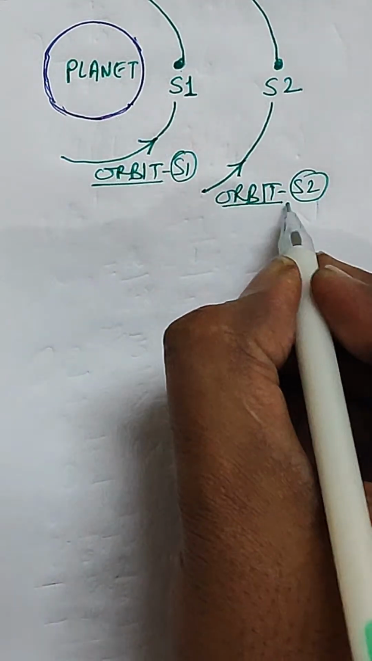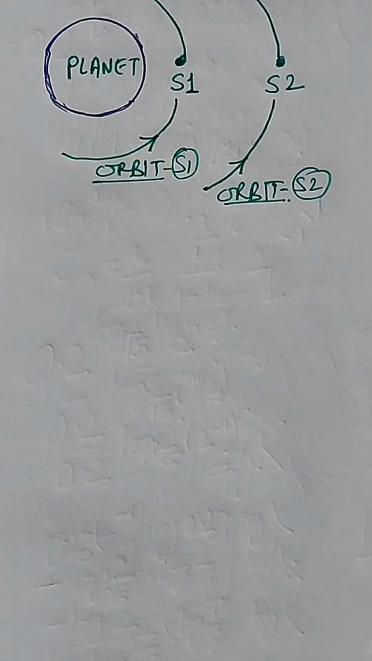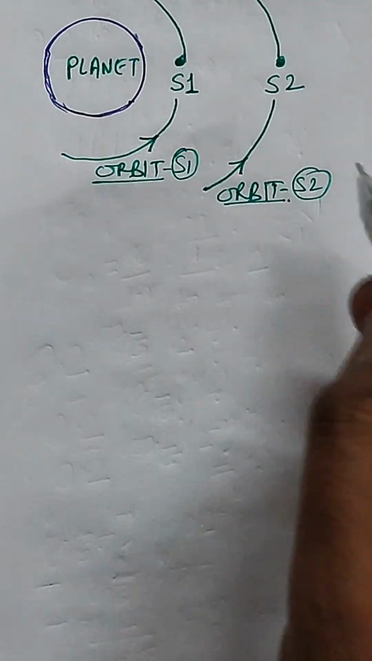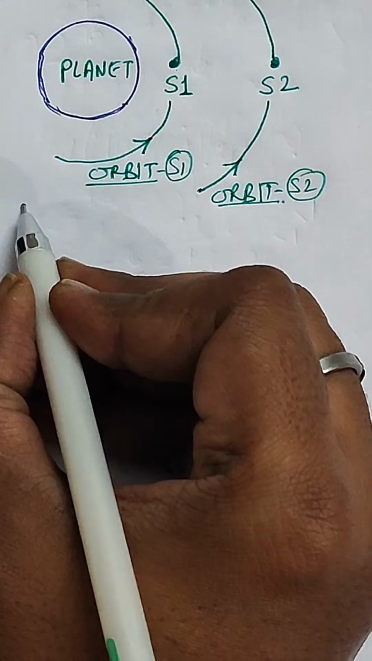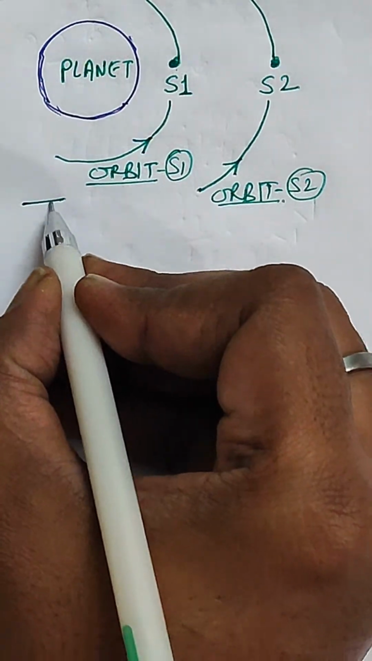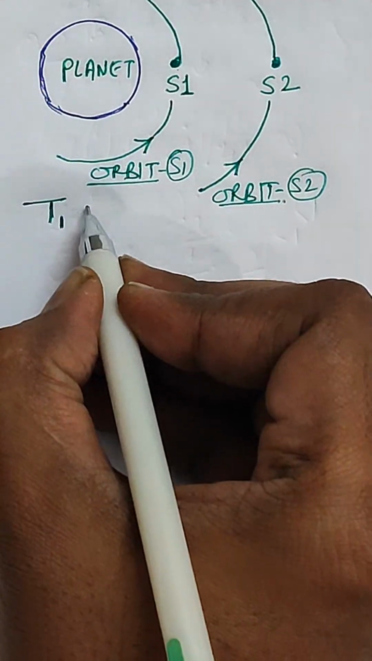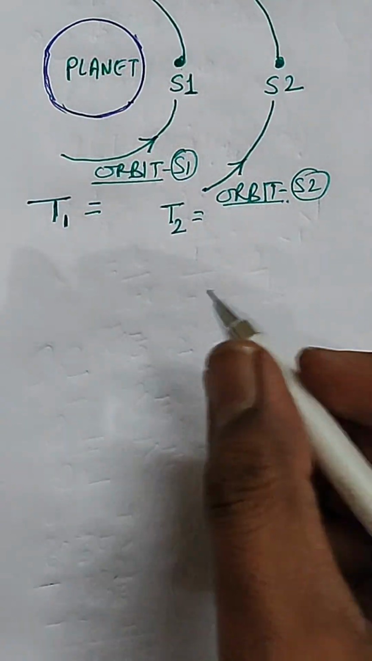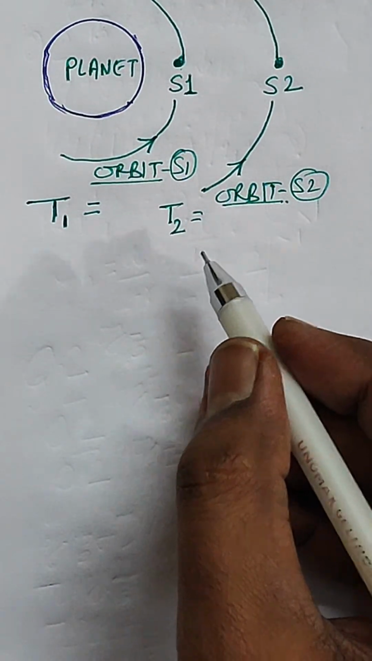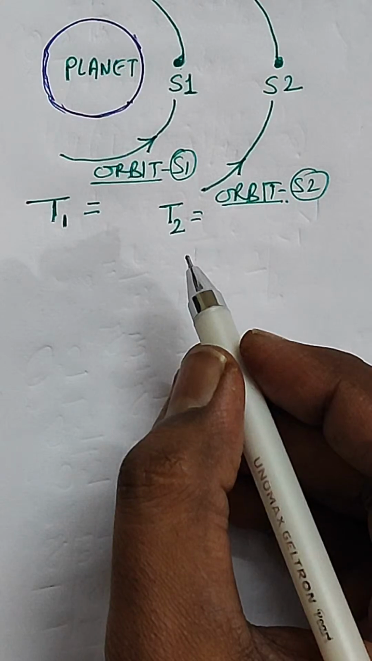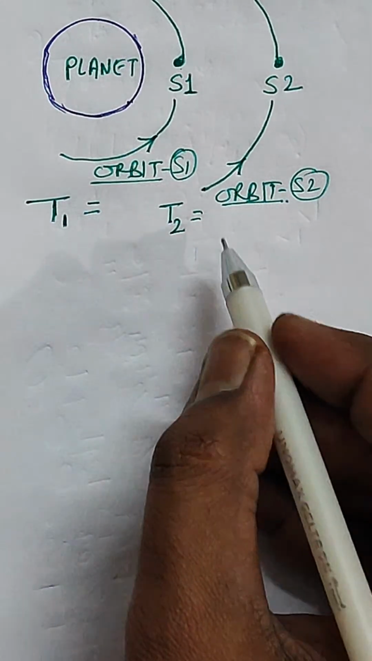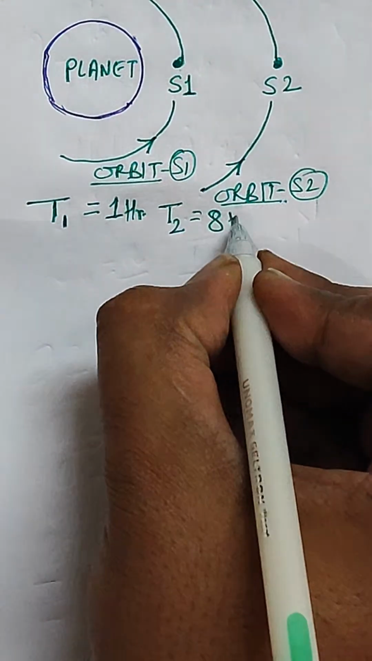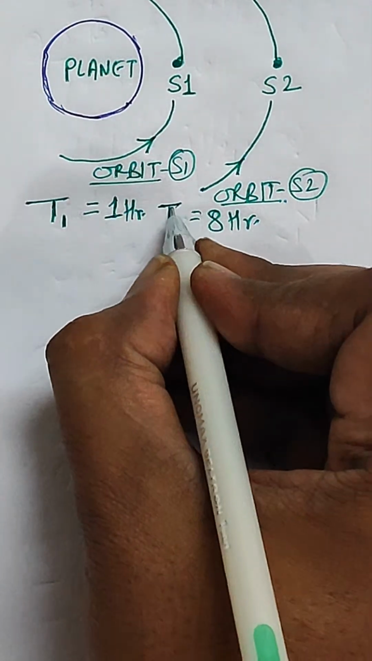Now as per the question, it's given that the periods of revolution are 1 hour and 8 hour. So for S1, the period of revolution T1 is given to you, and for S2, T2 is given to you, right? The values of T1 and T2, T for time, are 1 hour and 8 hour respectively for the first and second satellite. So this is 1 hour and this is 8 hour. So this is the data given to you.